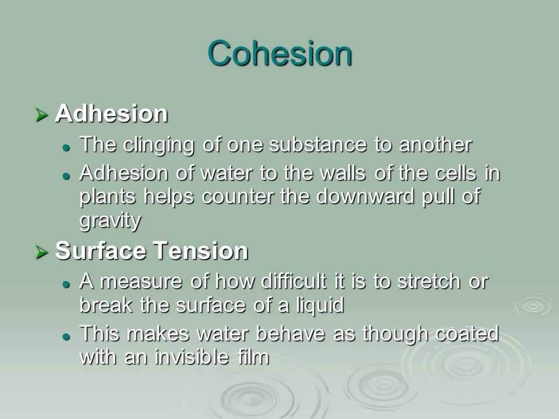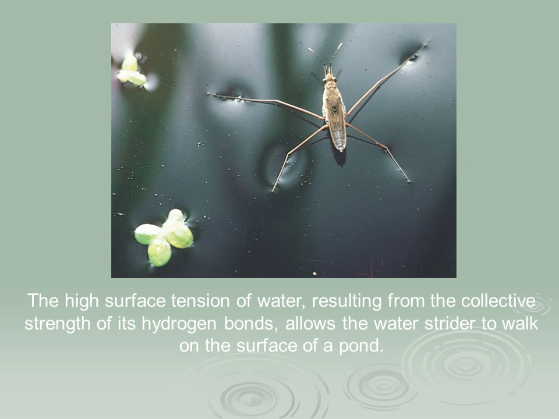So this makes water behave as though it has this kind of coating on top of it. Another example might be if you lay a needle sideways down on top of the water. It's going to stay there. It's not going to sink underneath the water unless disturbed because of that surface tension. This little critter's kind of cool. This is a water strider, and you'll see these in ponds and wetlands, and what they do is they basically scamper across the surface of water, and again, they're able to do that because of that surface tension.